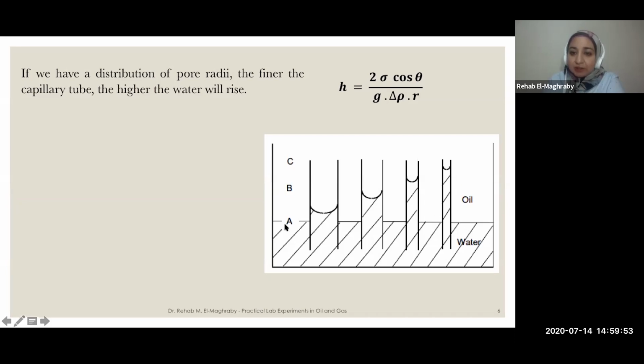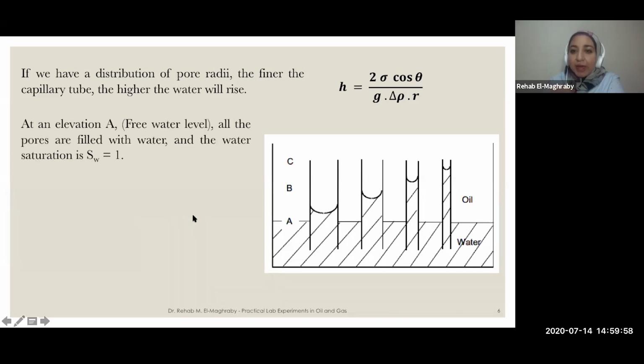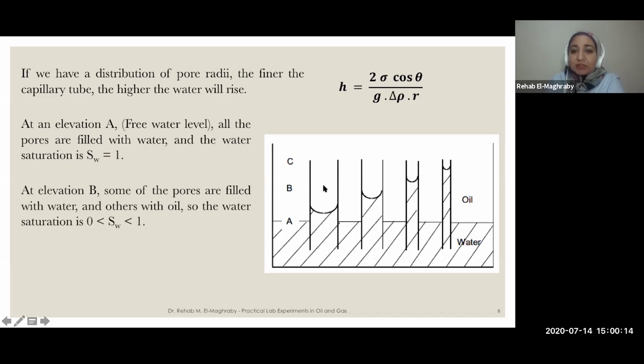So at level A, if we draw a line through this level, you can find that all are water, 100% saturation of water. At this level, water here and water here, 100% saturation of water. So what about level B? If we draw a line through this level B, you will find that the saturation is not all oil or all water. It is a combination of water and oil, because the variation of the height causes a variation of saturation in this capillary tube.